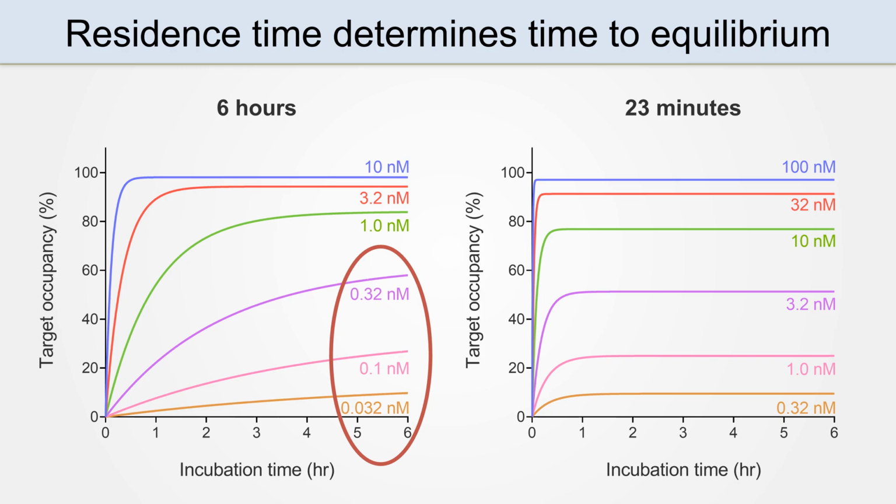Here we have the 6-hour time point, and we're still not at the plateau for the lower concentrations. Contrast that with the short residence time compound on the right. Here the equilibrium plateau is reached within 1 hour for the low concentrations of ligand. It is this surprising dependence of equilibration time on residence time that underlies the artifacts that distort the measurement of affinity if the incubation time is not long enough.